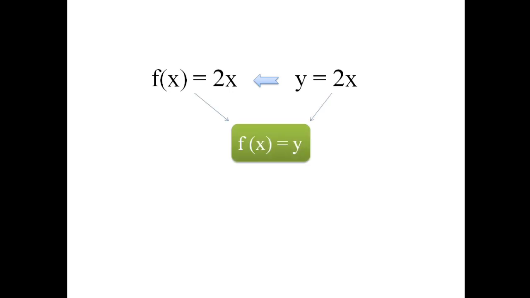So far, we've been writing functions like this: y equals 2x. But the really common way to represent a function is f of x equals 2x, because f of x equals y. This notation simply means that a function named f takes an input value named x and gives an output value named y. For example, f of x equals 3x plus 2.